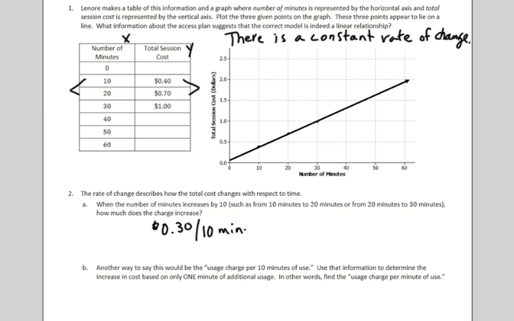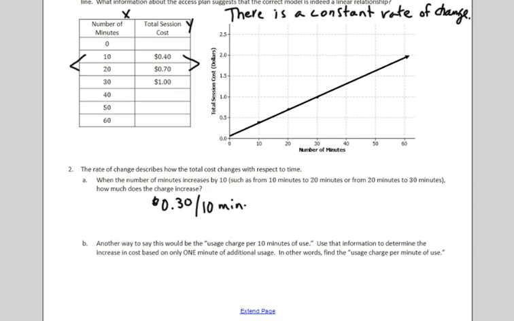Use that information to determine the increase in cost based on only 1 minute of additional usage. In other words, find the usage charge per minute of use. So I divide the 30 cents by the 10 minutes, and I get 3 cents per minute, which happens to be my slope. It's the rate of change.